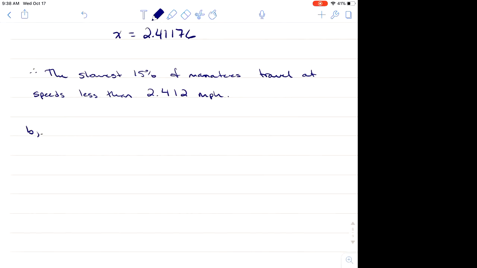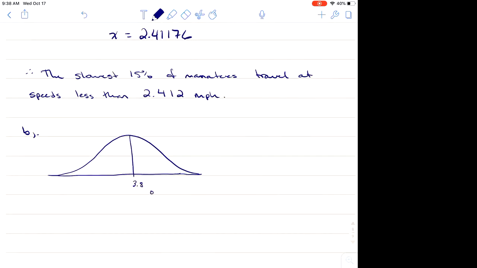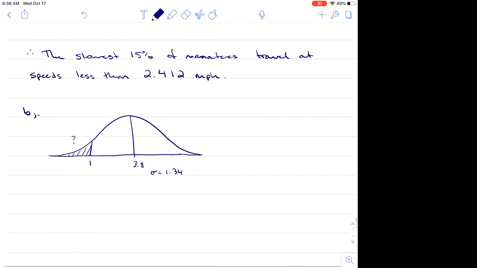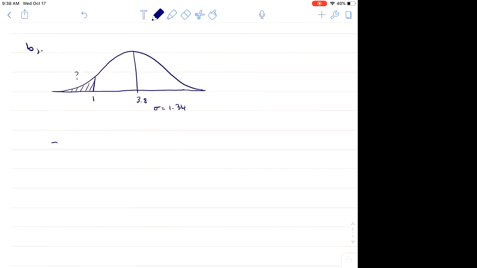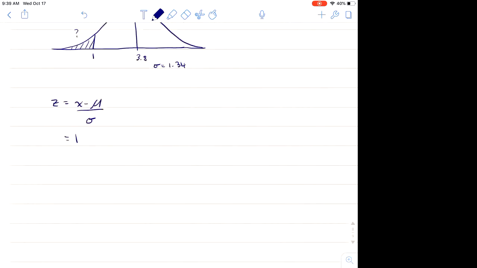So let's go back to B. B is essentially the same as part A, right? Because we have, what's the probability that a manatee is slower than 1 mile per hour? So we're still centered on 3.8, sigma still 1.34. And now we're here at 1 mile per hour. So we want to know what this area is. So same thing, we're going to find the Z score. So Z is X minus mu over sigma. X is 1, mu is 3.8, divided by sigma, which is 1.34.